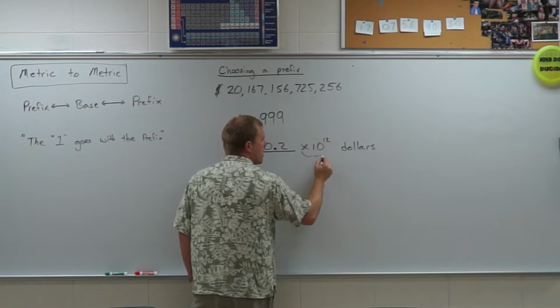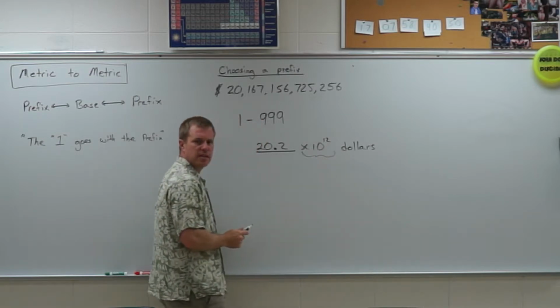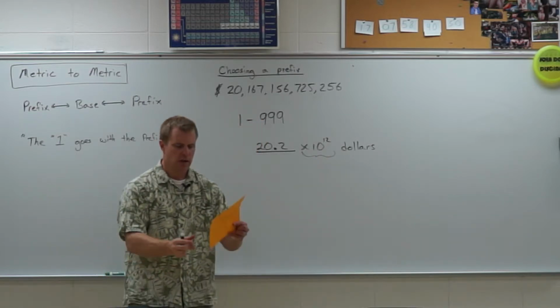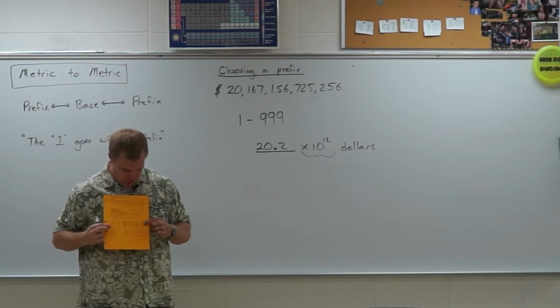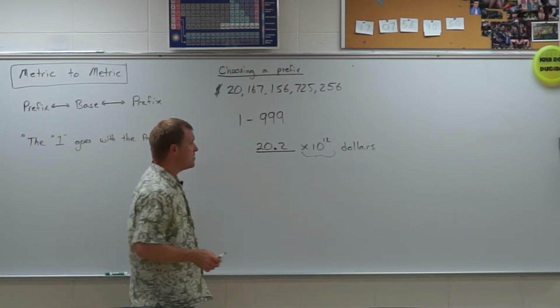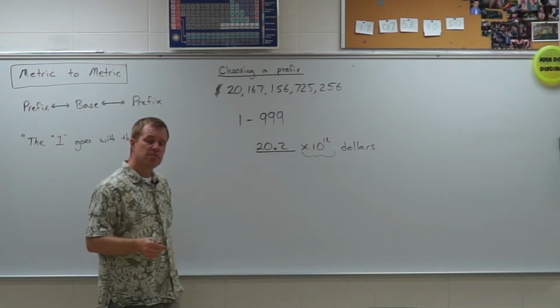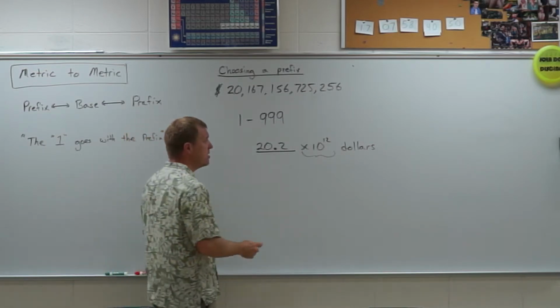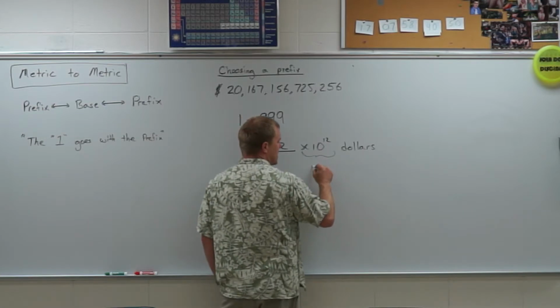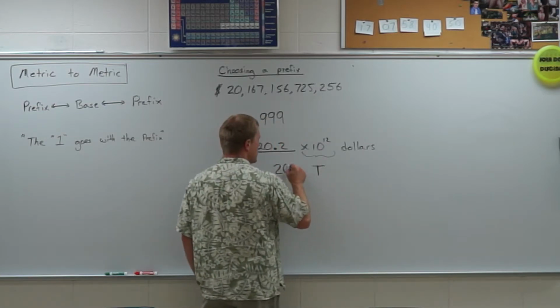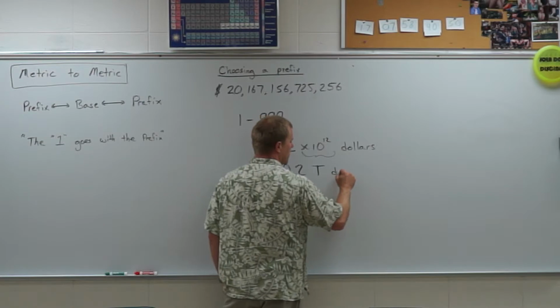Now this right here is where the prefix comes in. And so you look on your prefix chart. We have one on our equation sheet listed right here. And the prefix for 10 to the 12th, and you'll notice that I went by 3, 6, 9. That's because those are where the prefixes are. And 10 to the 12th is tera. So I end up with 20.2 teradollars.